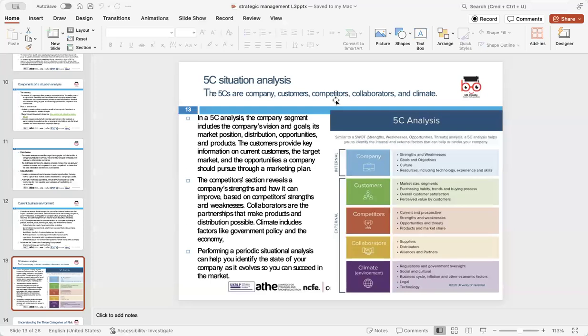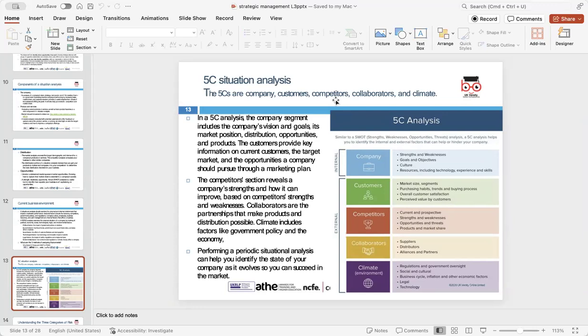The company segment involves analyzing the organization's strengths, weaknesses, goals, and market position. The customers segment focuses on the target market, including their purchasing habits, satisfaction levels, and perceived value of the company's product. For competitors, companies look at the strengths and weaknesses of rivals. By understanding the competition, businesses can find ways to improve their products or services and gain a competitive edge in the market.